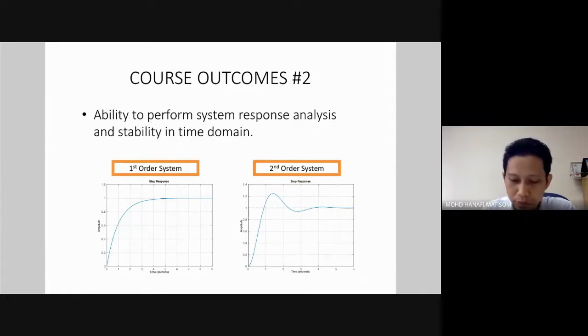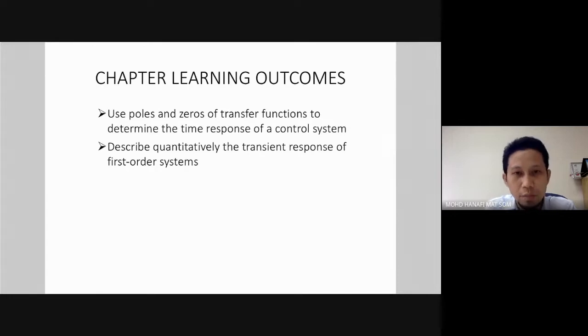The first order system is a very simple one because you will have only a plot something like this. Remember last time you learned the example of the elevator. So you will have the transient response and you have the steady state at the end of the response. Next one, this is the chapter learning outcomes.